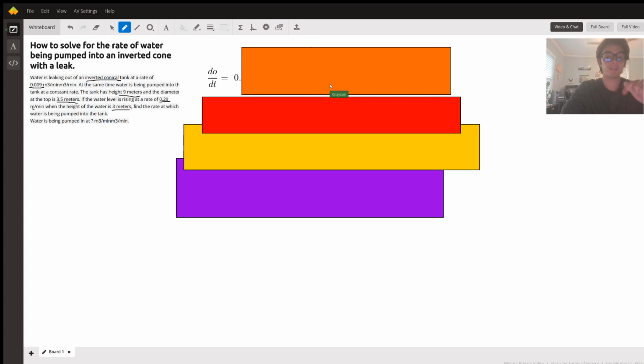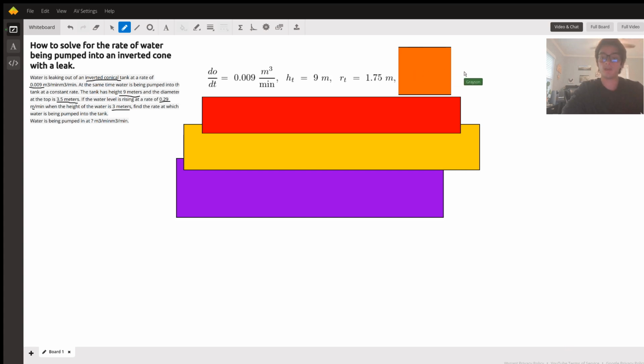It also gives us the height of the tank, and it gives us the diameter of the top of the tank. But we don't want the diameter. That will come into play later on, but we want the radius. So we'll divide that by 2 to get 1.75 meters. And then the height at which we're analyzing it is 3 meters.